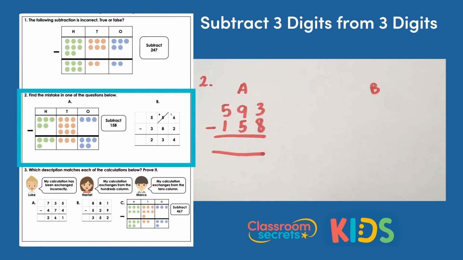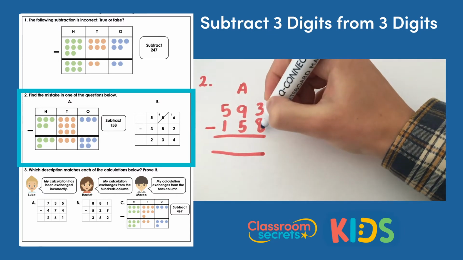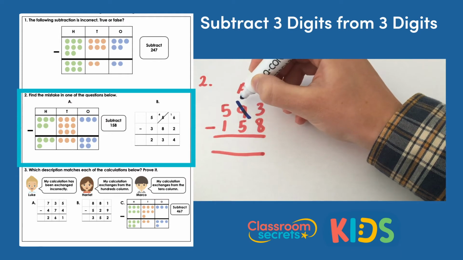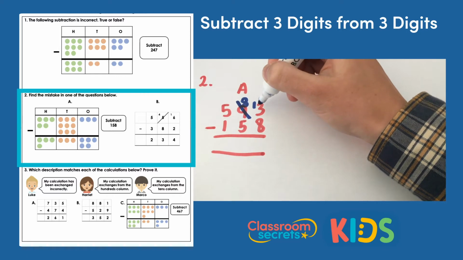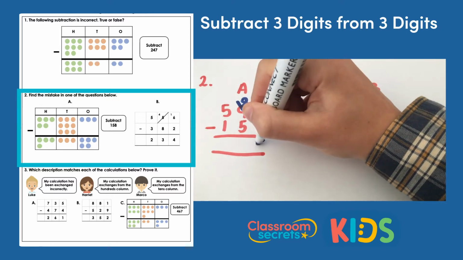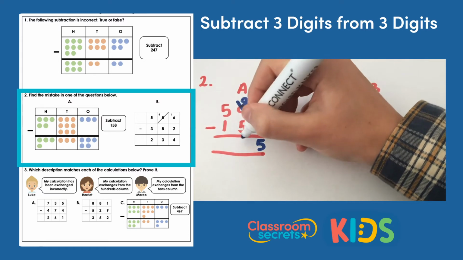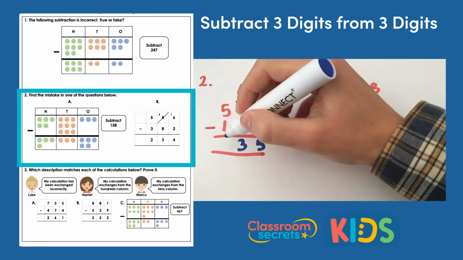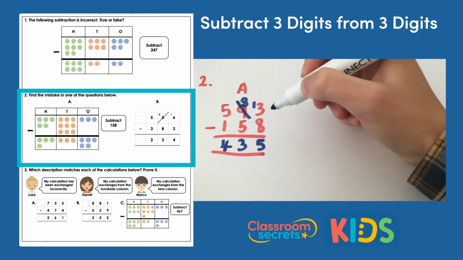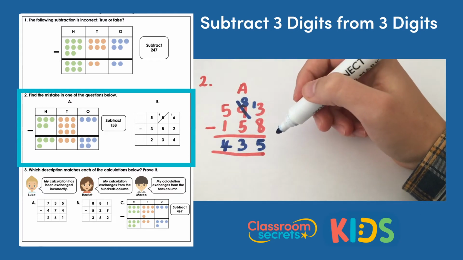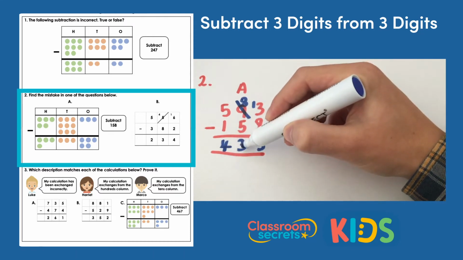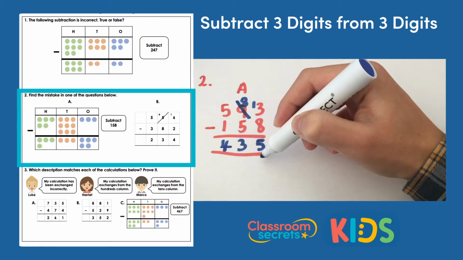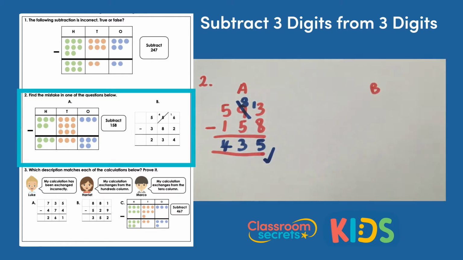I'm going to use a different colour pen just so we can spot those exchanges. 3 take away 8. Can't do because 8's bigger than 3. Go next door into my tens. Becomes an 8, and then with that exchange 10 goes into our ones. 13 take away 8 then is 5. 8 take 5 is 3, and 5 take 1 is 4. So 435 for A. If you have a look at the counters, we've got 4 in the hundreds, so that's our 400. We've got 3 in the tens and 5 counters in the ones. So A is correct on the worksheet.